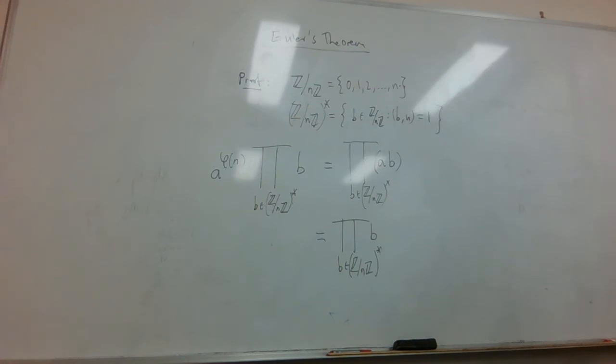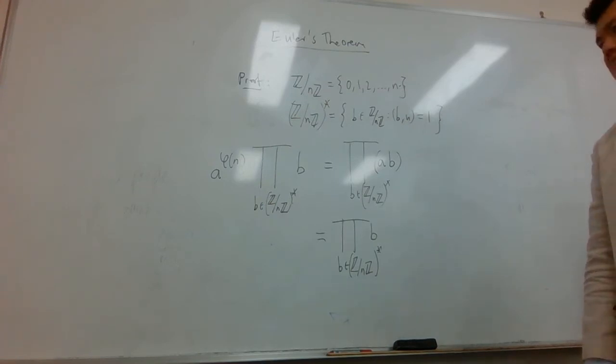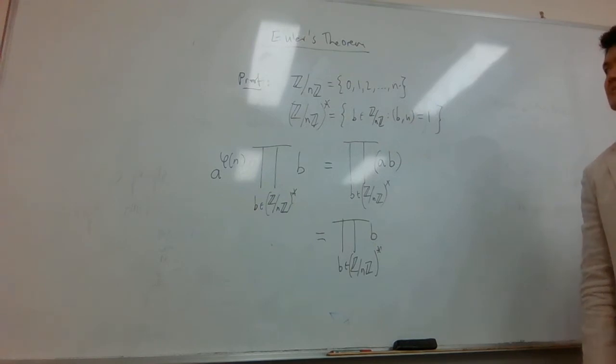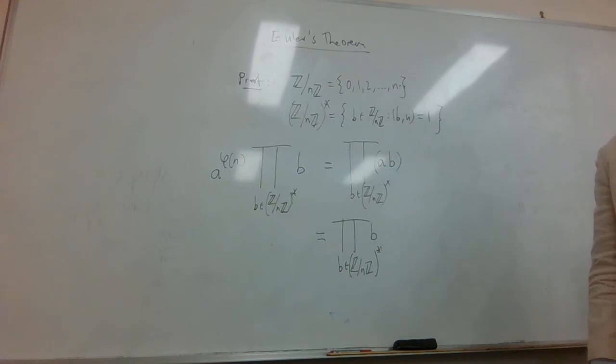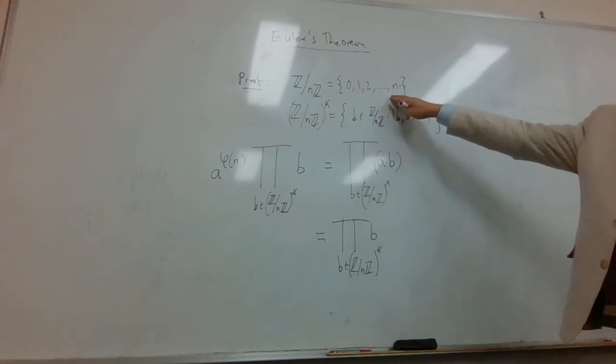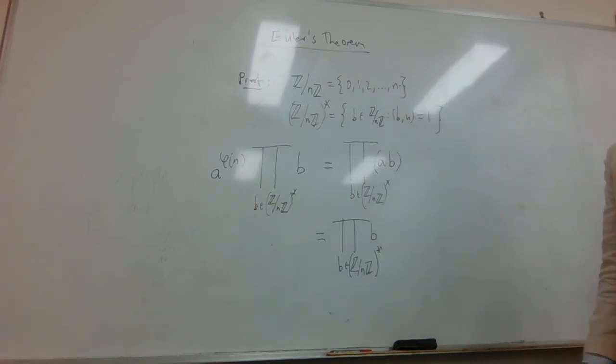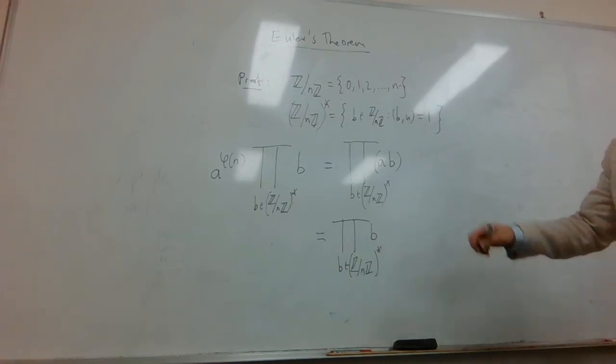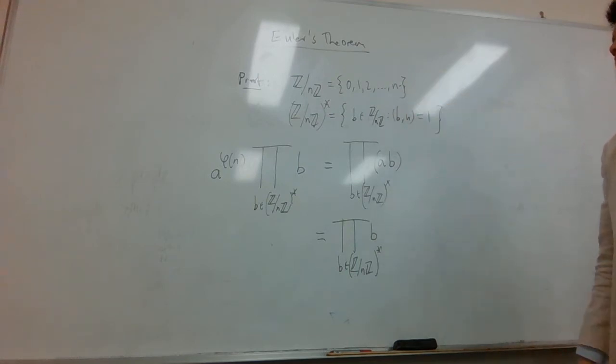Okay. Wait, so are you saying that AB will always be a thing in the set? Yeah. But how can that be? Right, so say there has to be a largest member of the set, right? Yeah. And if we multiply that by something, it'll be greater. Oh, but it's modular arithmetic, so it goes back down again. Yeah. Oh.